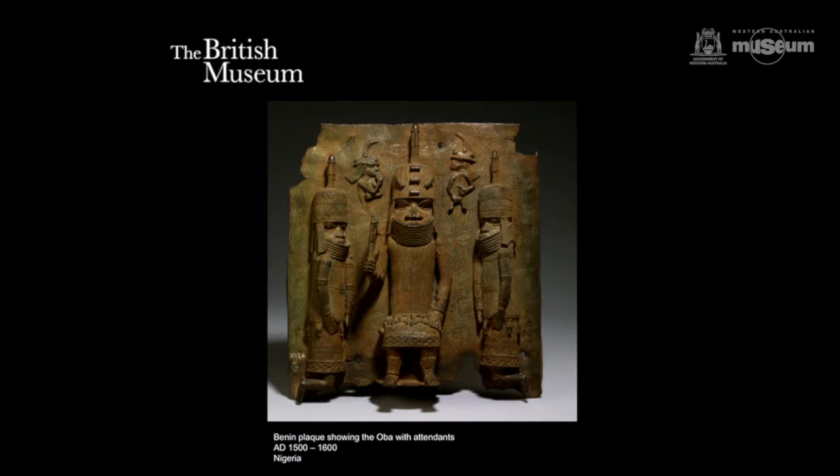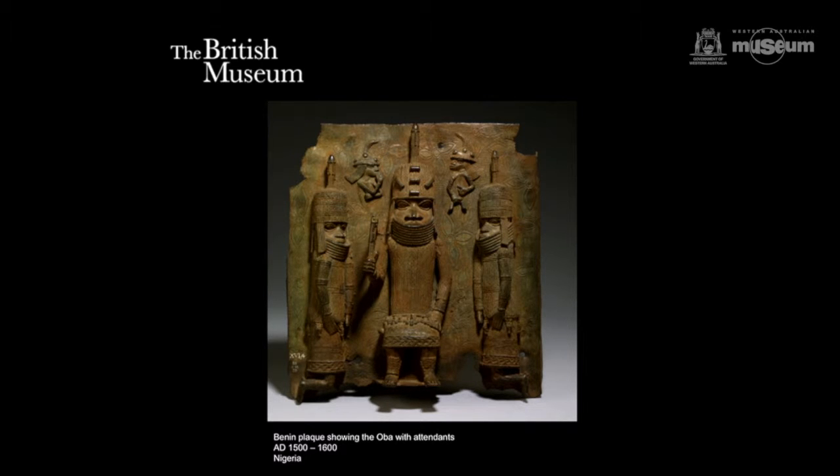I think this is really one of the best examples of the value of looking at objects to understand world history. So what we're looking at here is a brass plaque. Plaques like these were made in their hundreds from about the 13th century onwards in the Kingdom of Benin, which is now in Nigeria.